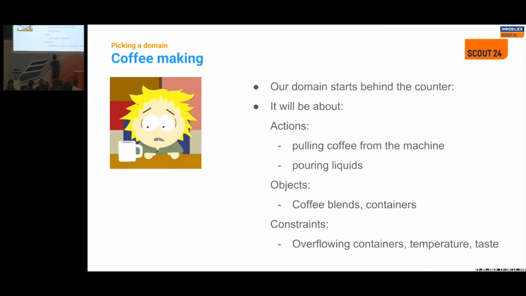And inside of this domain, we will work with a few actions, such as pulling the coffee from the espresso machine, pouring liquids together, and the objects we're going to work with are coffee blends and containers. You know, coffee doesn't hold in thin air, you have to drink it from a cup. And also about certain constraints, which are an important part of domain-specific languages. Those could be, in the coffee example, an overflowing cup, a too high temperature, you know, you don't cook the milk when you pour it into the coffee, and also taste, of course.